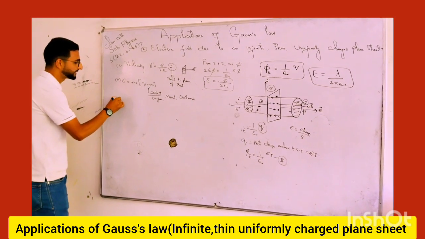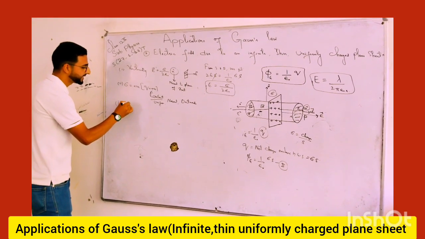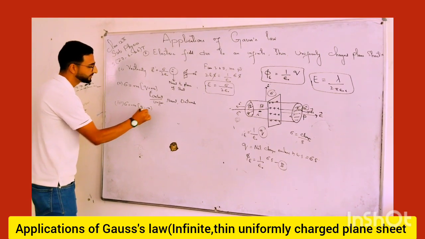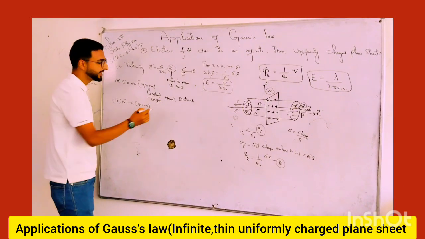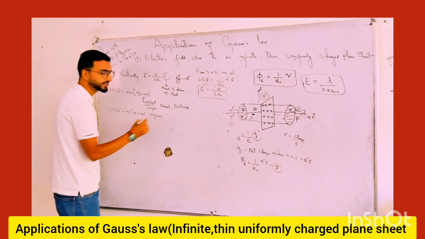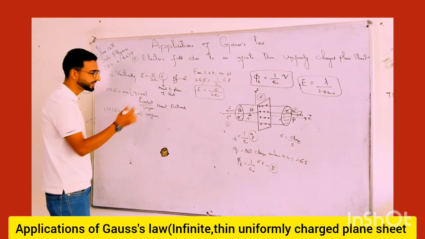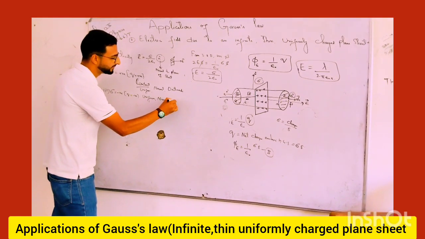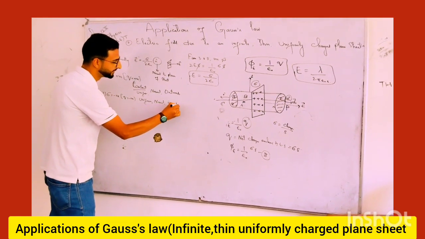Now, point 3 we will discuss here. If Q is negative, sigma is negative. What about E? It will be again uniform, because it does not depend upon the distance of the point P from the plane sheet of charge. It will be normal and, in this case, it will be inwards.